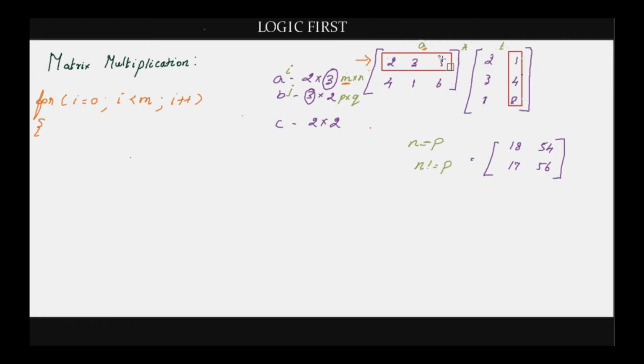Now for each row you have to multiply with each column in matrix B. The first row should be multiplied with the first and then second column, and then the second row should be multiplied with the first and second column. So that is why we are going to write a loop within a loop. Now this loop should be able to travel through the columns in matrix B. So it's for j equal to 0. The number of columns in matrix B is Q. So j less than Q, j plus plus.